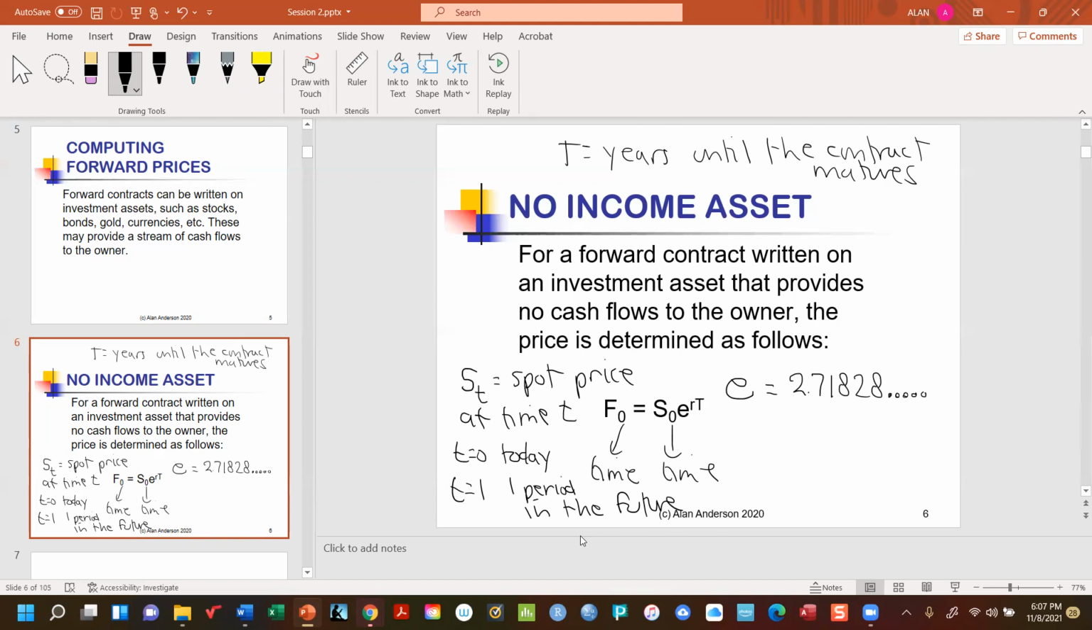So these zeros here are meant to indicate these are the current prices. S, of course, is the spot price of the asset. F is the forward price. The capital T is the maturity of the forward contract. The forward contract calls for delivery of the asset at some point in the future. We call that the maturity of the contract.